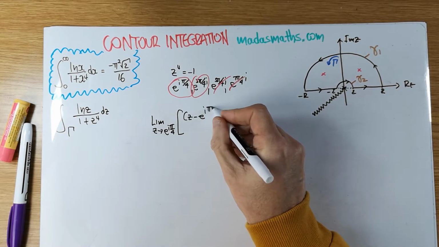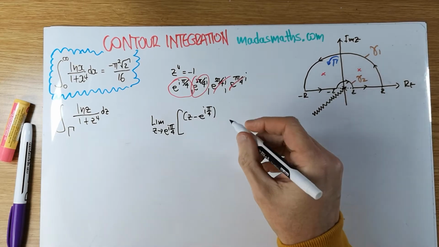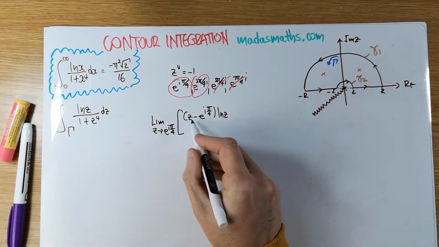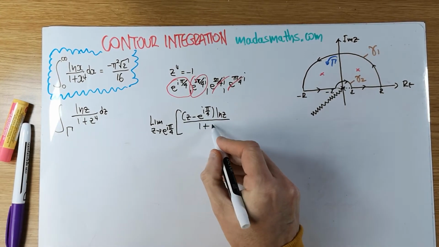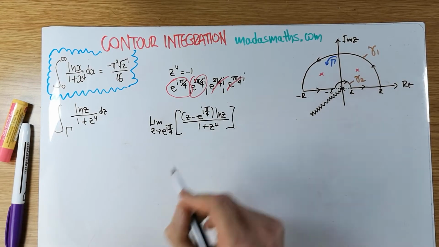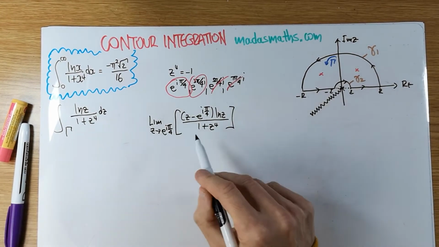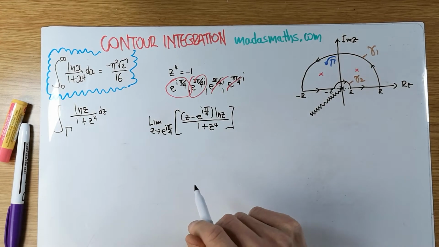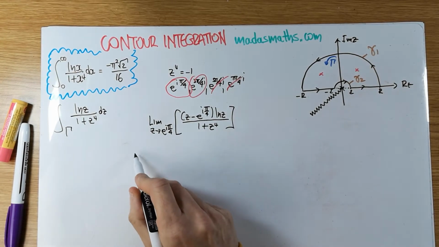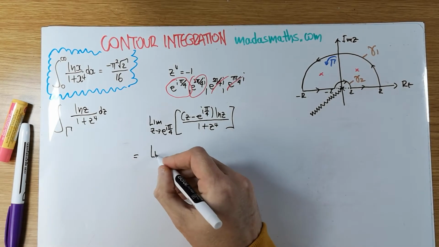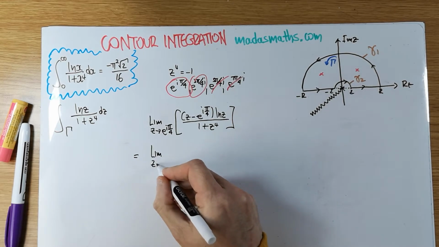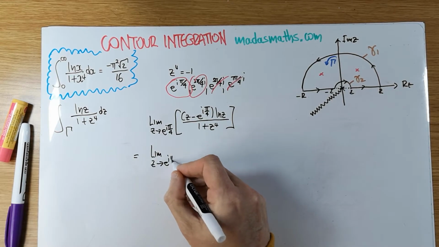So that is the residue at z equals e to the i pi over 4 of log of z over 1 plus z to the 4. This is 0 over 0, so I'm not going to factorize this. I could, but it's probably quicker to use L'Hopital's. So that is the limit as z tends to e to the i pi over 4.